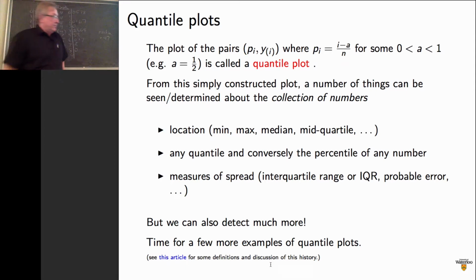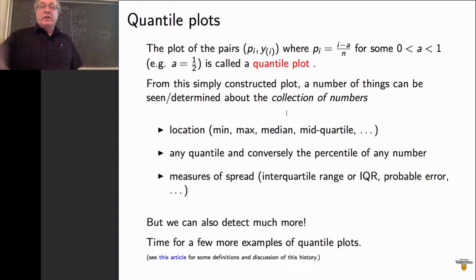So, back to points. Typically what we plot are the pairs, the ordered values, and instead of just i over n, i minus some small fraction over n. The default value is 1/2, but there are other choices that could be made. And from this simple plot, we can get a lot of information about the numbers, right?